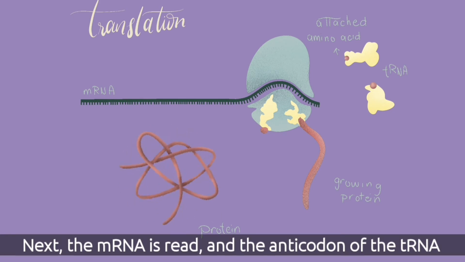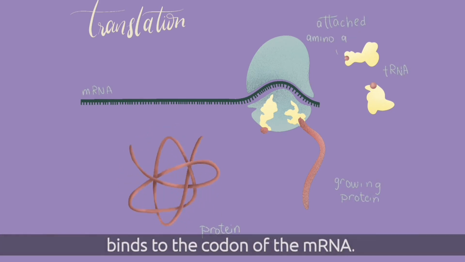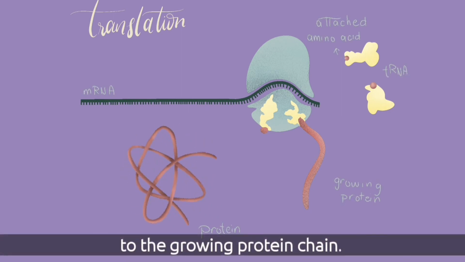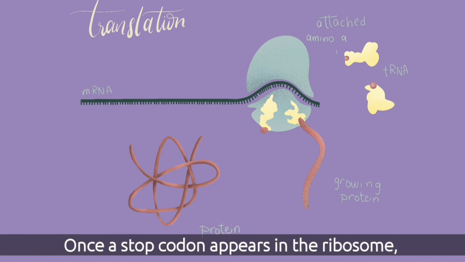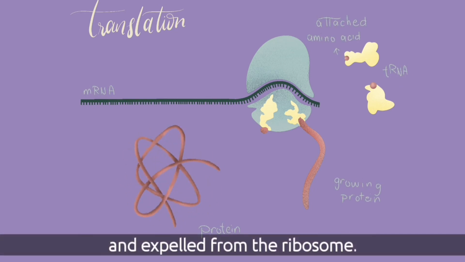Next, the mRNA is read and the anticodon of the tRNA binds to the codon of the mRNA. The amino acid of the tRNA is then added to the growing protein chain. Once a stop codon appears in the ribosome, the chain is separated from the tRNA and expelled from the ribosome.